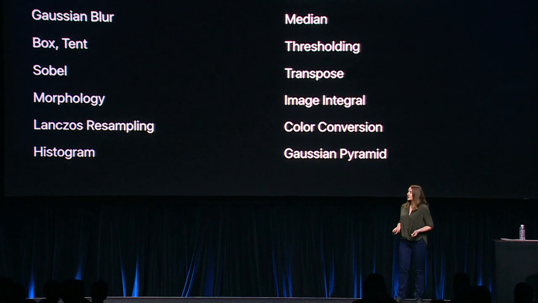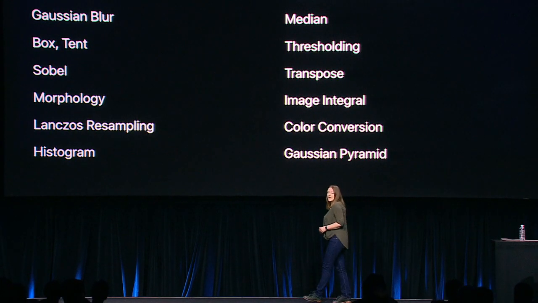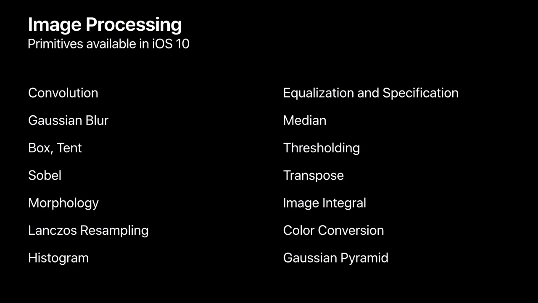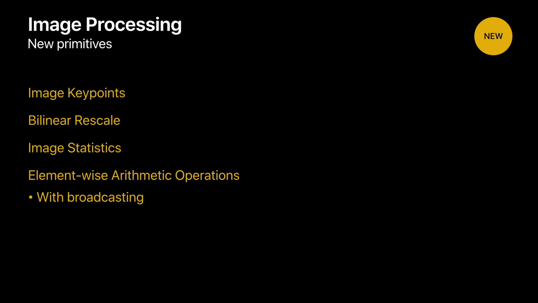So let's begin with a quick update on our image processing support. Here's a list of all of the primitives for image processing that we had available in iOS 10. There's convolution, Gaussian blur, Lanczos resampling, just to name a few. They're all now available in macOS. And this year, we're bringing you 4 new image processing primitives. The image key points primitive is often used in computer vision algorithms, such as image stabilization. And bilinear rescale, image statistics, and element-wise arithmetic operators are commonly used to preprocess images, for example, in machine learning. And the arithmetic filters also support broadcasting operations, which, for example, allow you to add a 2D image with a 1D image. So that's it for our very quick update on image processing.